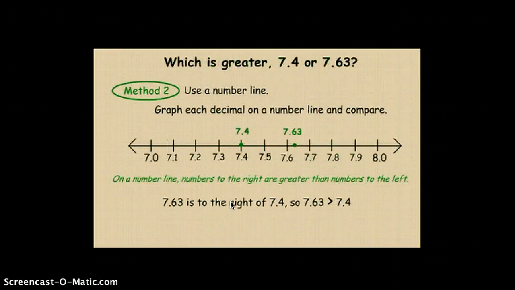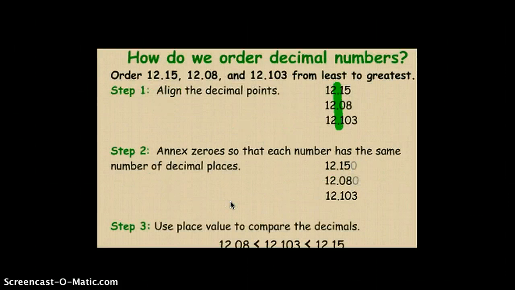Another method you can use is a number line. So you can graph each decimal on a number line and you can compare it. So there's 7 and 4/10 there, and there's 7 and 63 hundredths there. And you can see that 7 and 63 hundredths is greater. Okay, so we know how to compare the decimals. Let's talk about how we order them.